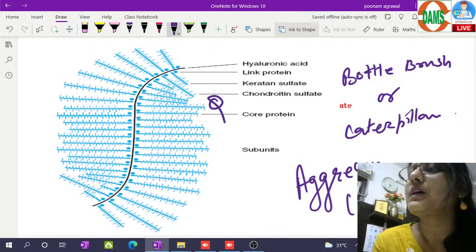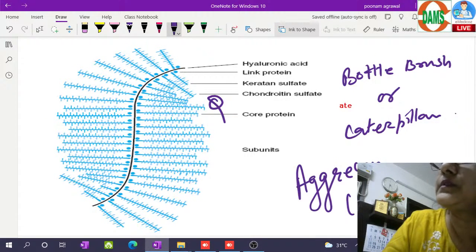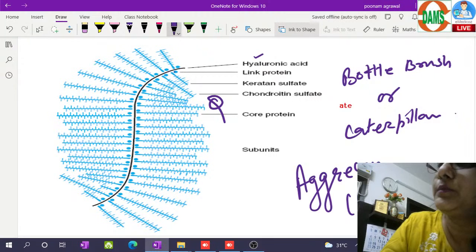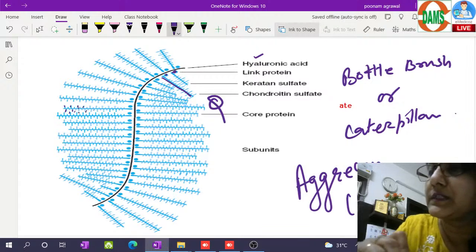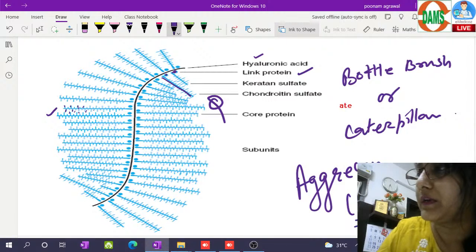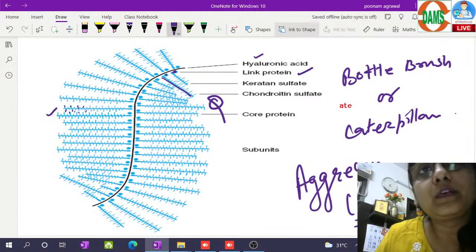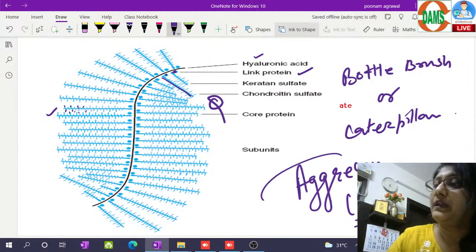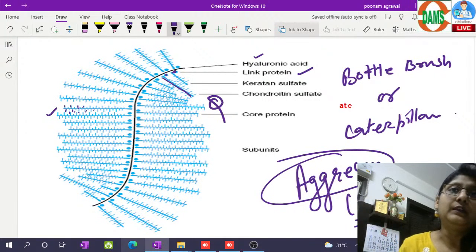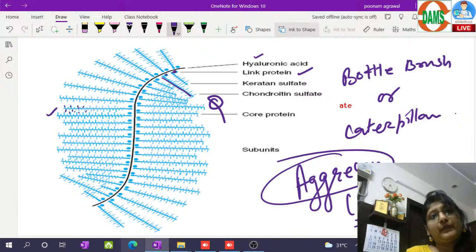Now they can always ask you, what is this structure? You see there is a central axis which is hyaluronic acid, you have link protein like this, you have core protein like this, and these bristles are all different mucopolysaccharides. So you have a protein, you have mucopolysaccharide, it is a proteoglycan. You have so many varieties of proteoglycan. All of them do not have this kind of typical picture, but aggrecan, which is one of the most abundant proteoglycans, shows you this kind of structure, right?